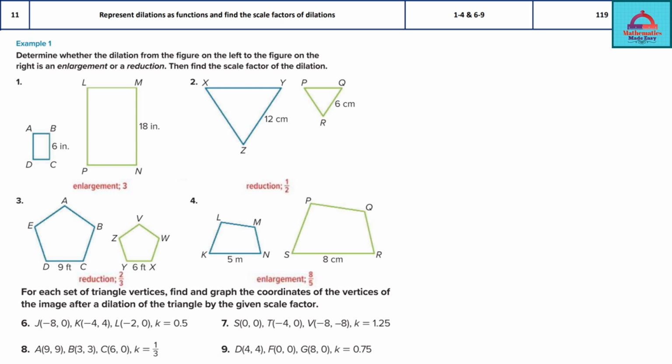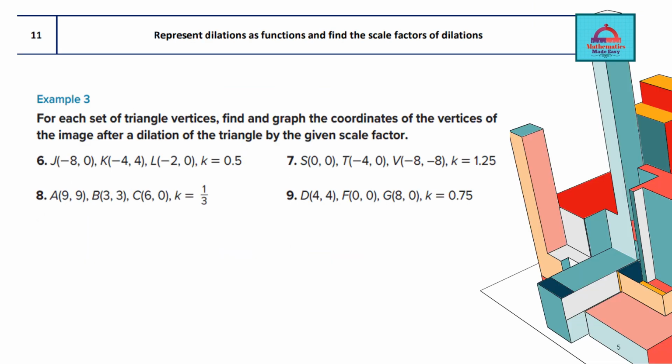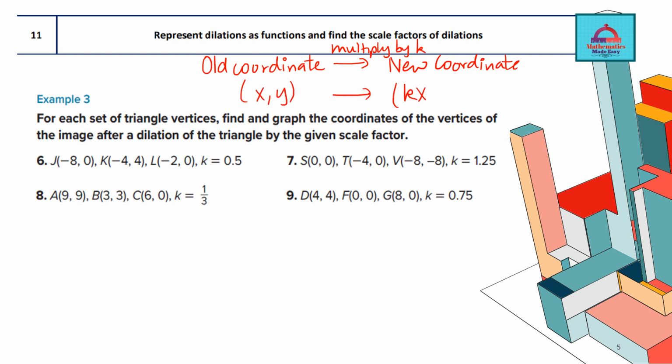Next we move on to question 6, 7, 8 and 9, and in these questions we will use the concept of scale factor for finding the new coordinates. So let's solve it on this slide. The concept that I'm going to be using here is that the old coordinate needs to be multiplied by the scale factor to give you the new coordinate. So that is the rule. Multiply by k or the scale factor. So if the old coordinate is x comma y, the new coordinate will be k multiplied with x and k multiplied with y. Okay, so let's do it.